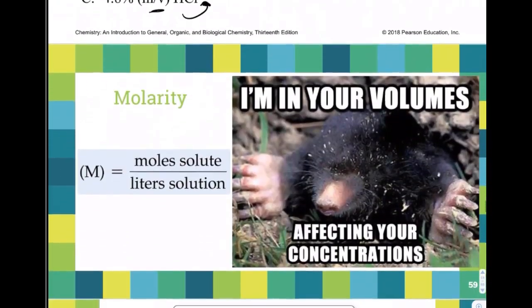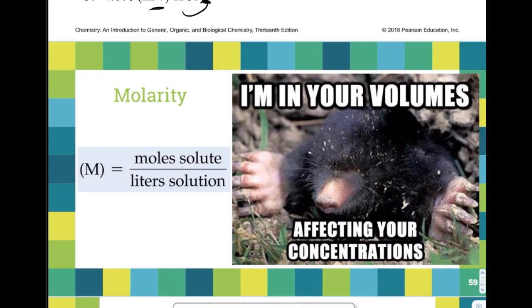So molarity, bringing it back to moles, moles are in everything, and so now molarity is a unit that we use, just like the percentages, as a concentration. How much stuff do you have in that solution? So we're going to be using the moles of the solute over the liters of solution. There's no percentage here. It's just a straight up conversion factor. You don't have to worry about converting it into a conversion factor. It already is one.